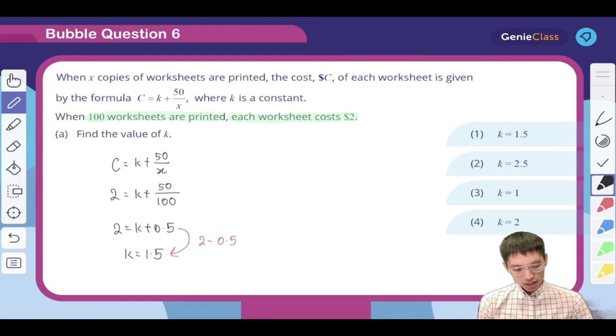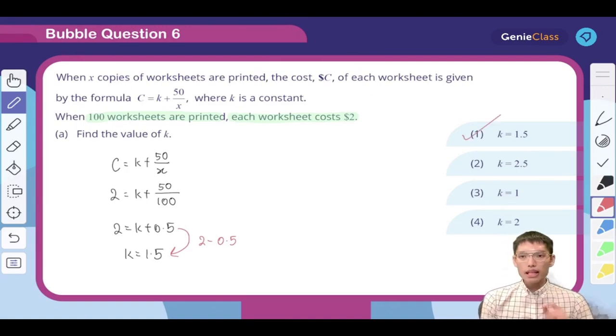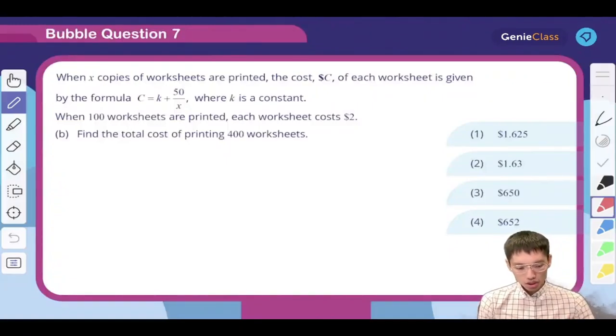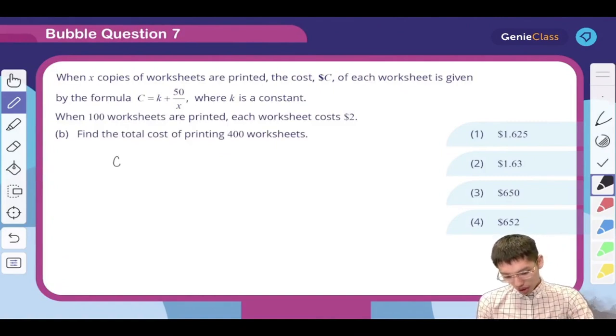And that's why my answer is number 1. Okay? Good job over there. That's the value of K. Now remember I said that the 2 bubble questions are related to each other. I hope you all got it. So next up, find the total cost of printing 400 worksheets. So from here, we know my equation becomes this. Okay, this one should be straightforward.